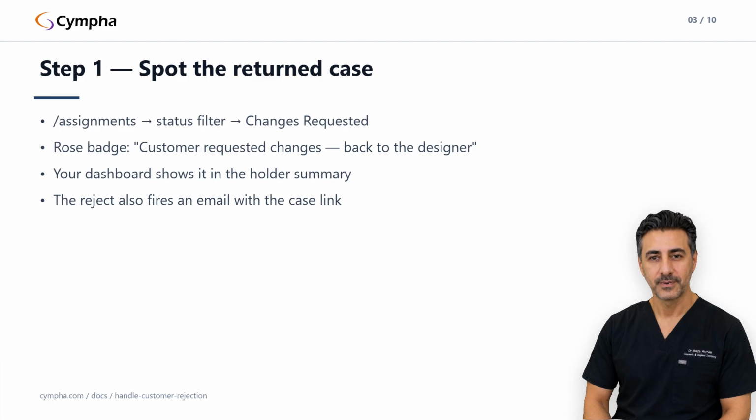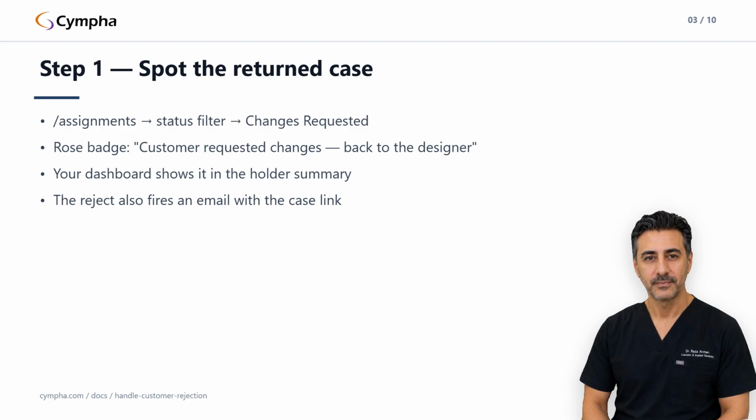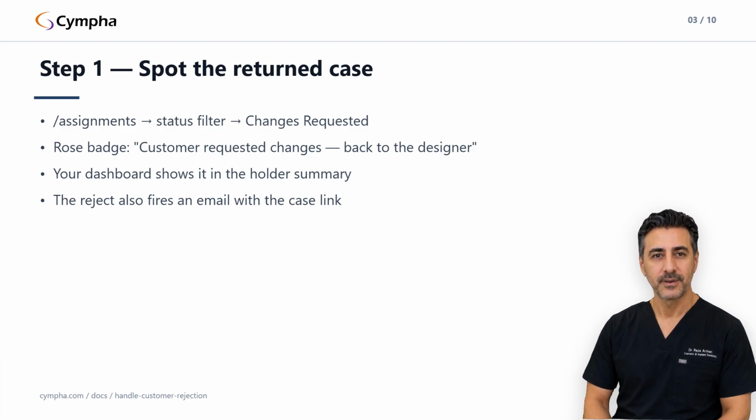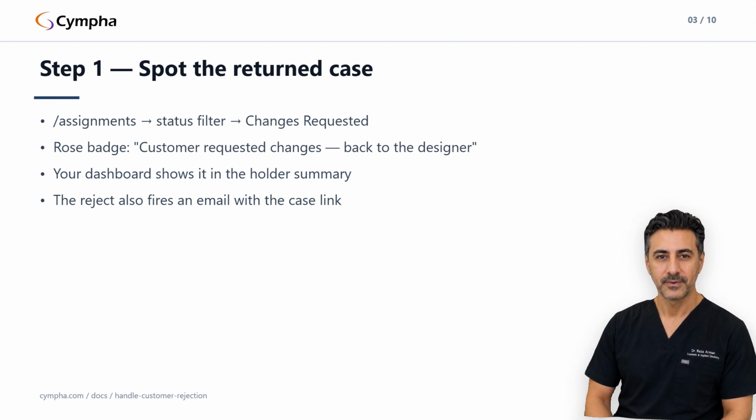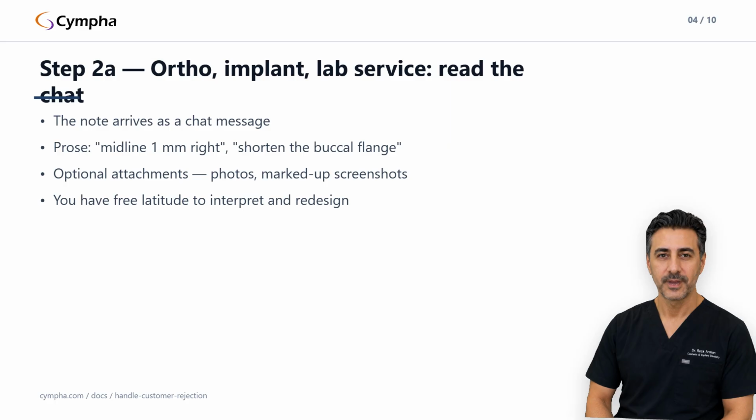For ortho, implant, and lab service cases, the doctor's note arrives as a chat message in the customer lab thread. Open the case chat from the case page and scroll to the latest message. It's the prose they wrote in the request changes dialog on the review page. Typically it's a description of what they want different, the midline 1 mm to the patient's right, a shorter buccal flange, sometimes with attachments, clinical photos, a marked up screenshot, a measurement table. For these categories you have free latitude. Interpret the prose, make the change, save back, and request approval again. It's a conversation between professionals, and the chat is the medium.